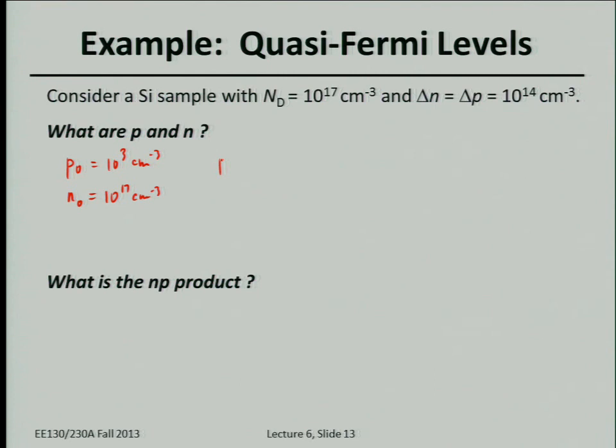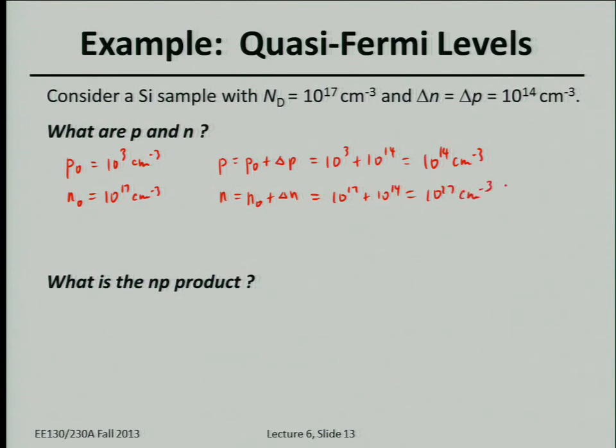But P is equal to the equilibrium value plus the excess concentration. And same thing with electron concentration, it's the equilibrium value plus the excess concentration. So for holes, which are the minority carriers, this is an example. We're not physicists here, we're engineers, so we call this 10 to the 14. Don't keep track of many decimal points, one or two at the most. How about for electrons? It's 10 to the 17 plus 10 to the 14, we just call this 10 to the 17 per centimeter cubed.